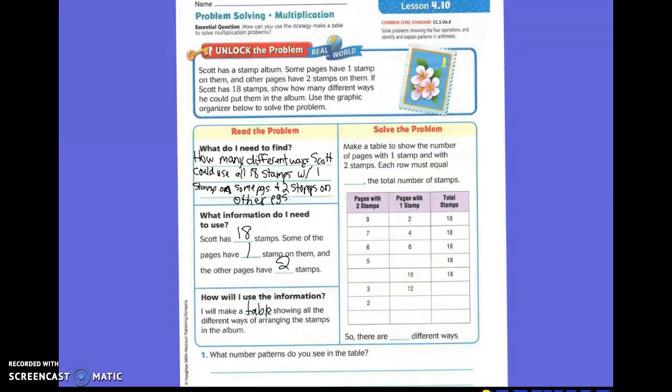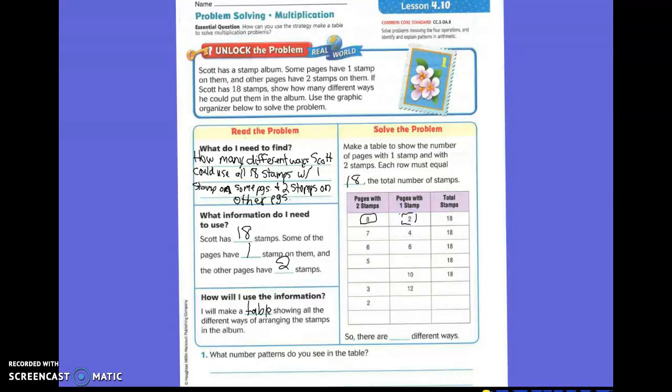Okay, now we are going to use this information in the table to show the number of pages that could have one stamp, and the number of pages that could have two stamps. Each row must equal how much? 18. Yes, 18, which is the total number of stamps. Okay, so they're saying we could have 8 pages of two stamps. Do you see this 8 right here? This means there could be 8 pages with 2 stamps on them and 2 pages with 1 stamp.